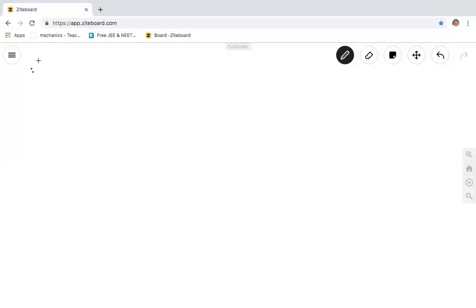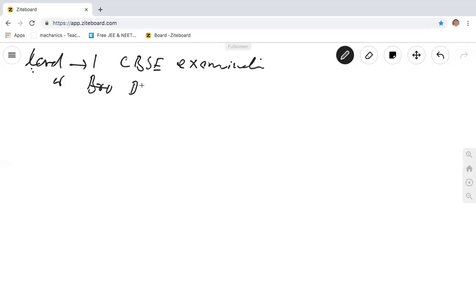Okay. Today we start circular motion, and the lecture will be very basic. It is basically a level 1 lecture, which is good for CBSE exam or board exam, right? And then we will go to level 2, level 3, and so on.